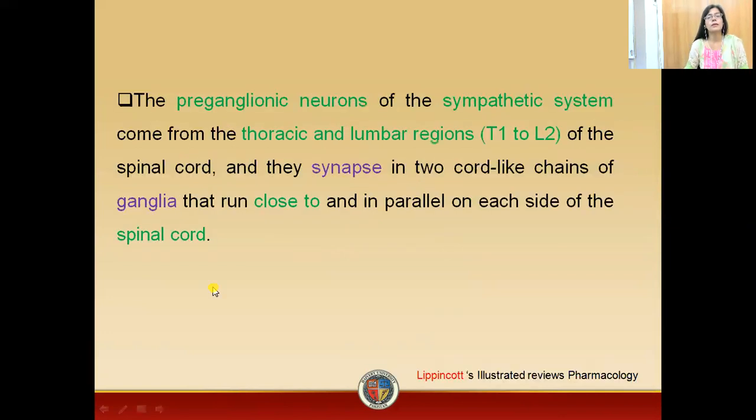The preganglionic neurons of the sympathetic system, as I have discussed, originate from the thoracic and lumbar region, abbreviated as T1 to L2 of the spinal cord. They make a synapse in the ganglia, and this ganglia is close to the spinal cord. So this is the spinal cord, and the ganglia is close to the spinal cord. So in this case, what is happening? This fiber has the possibility of having a short length.